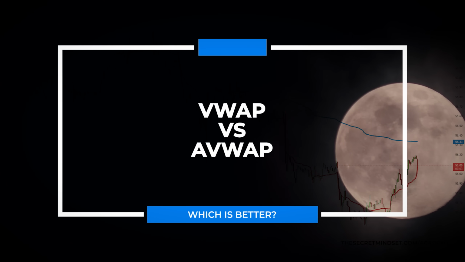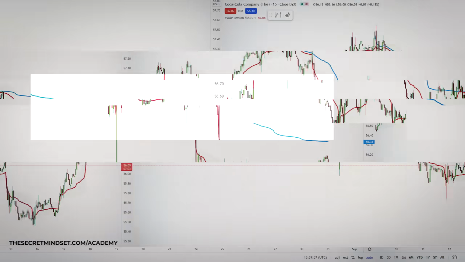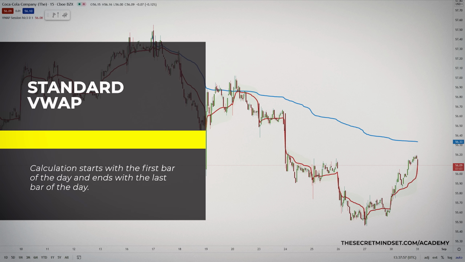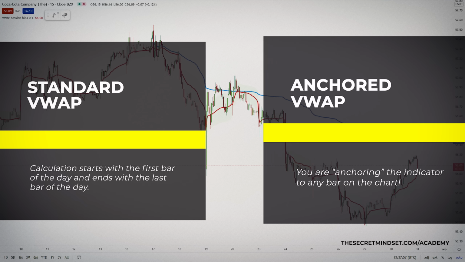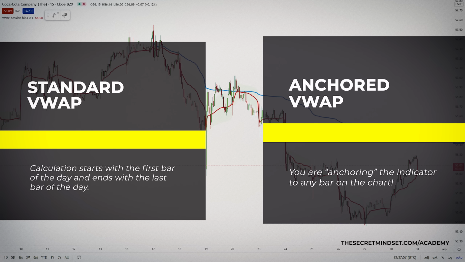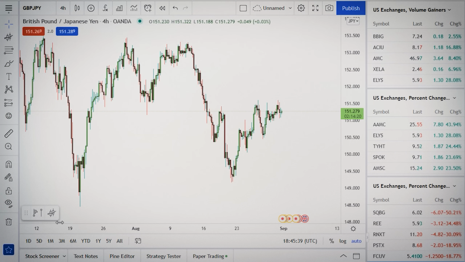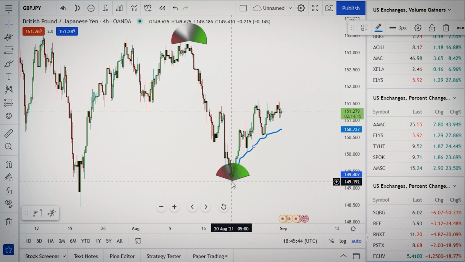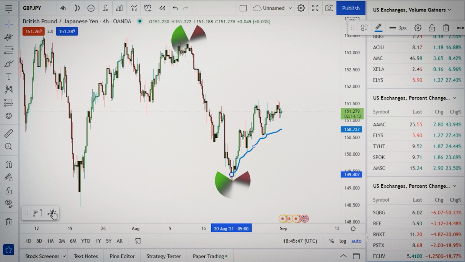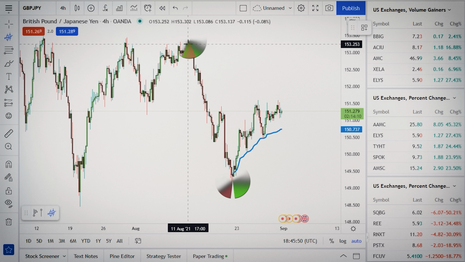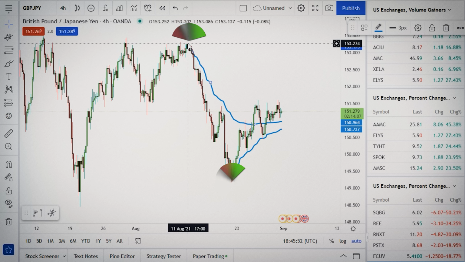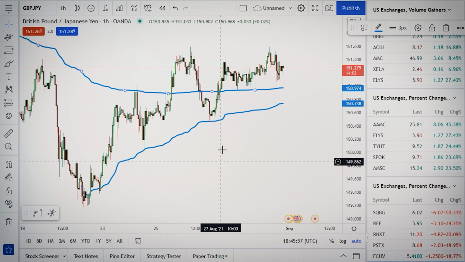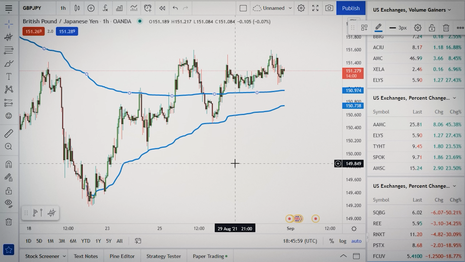Anchored VWAP is better than a traditional VWAP indicator. With traditional VWAP, the calculation starts with the first bar of the day and ends with the last bar of the day. Because it only incorporates one trading day of data, traditional VWAP can only be used on intraday charts. With Anchored VWAP, you choose a first bar. You are anchoring the indicator to the bar, and the last bar is always the most recent bar available. You have full control. You get flexible starting and ending points. Because of this, Anchored VWAP is not limited to intraday charts.